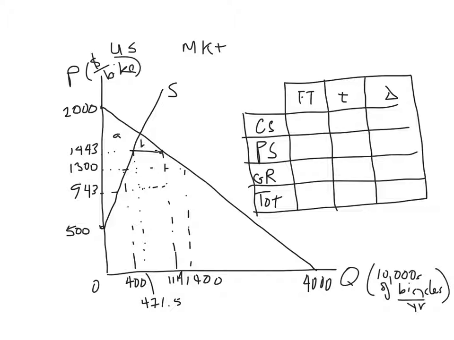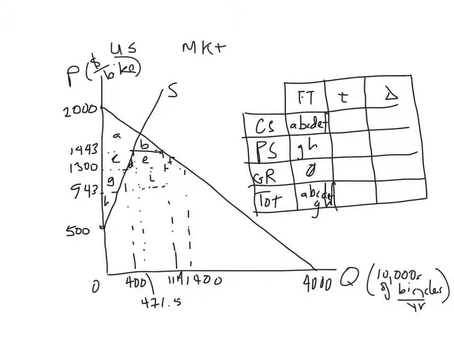Start labeling areas A, B, C, D, E, F, G, H, I. All right, and consumer surplus under free trade, A, B, C, D, E, F. Producer surplus, G, H. Government revenue, 0. Total is A, B, C, D, E, F, G, H.